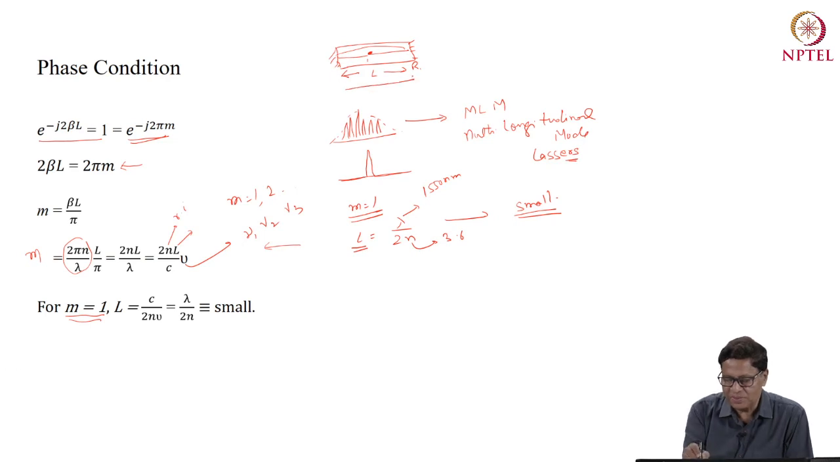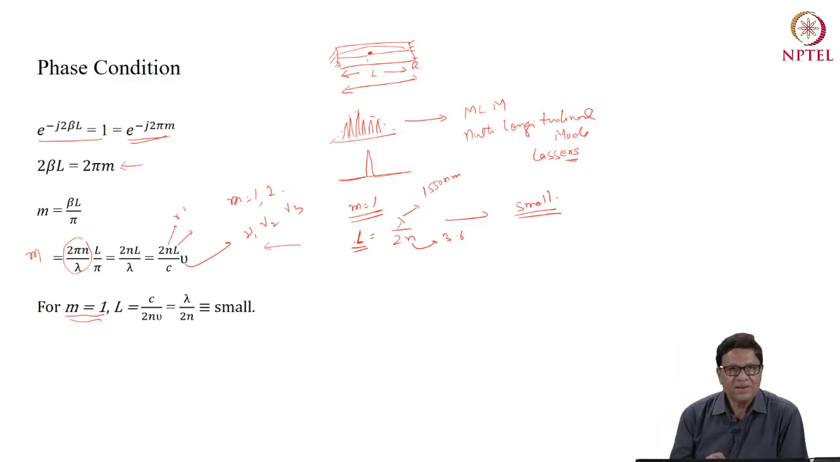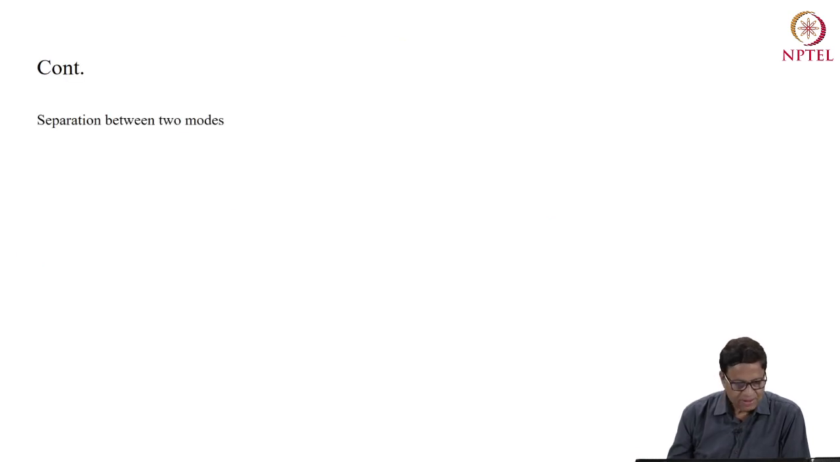When this L is very small, such a source cannot emit high power. Otherwise it will get burned, because the power generated per unit area will be very high. So if you want a single mode laser, one has to keep the laser cavity length very, very small, and then you may not get good enough power.